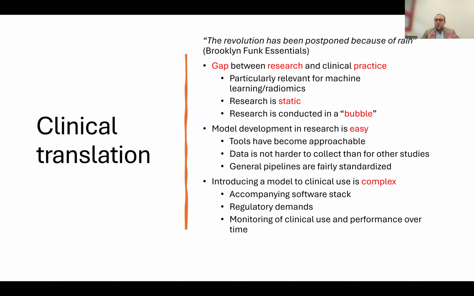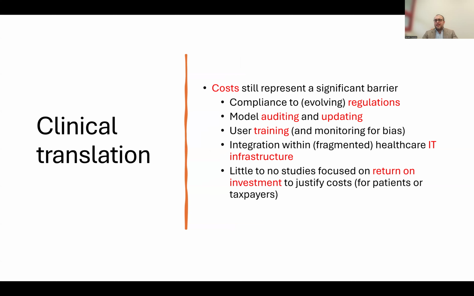not only the model, but all the surrounding software tools. These have to meet strict regulatory demands, also in terms of consistency of results. And we also have to provide tools to monitor their use and performance over time, which is not as easy to do. And this all translates into costs, which are the main barrier, I think, to translation of radiomics and AI into clinical practice. The compliance regulations, especially in the EU, are becoming a bigger and bigger issue as regulatory demands tend to increase for AI in medical practice.